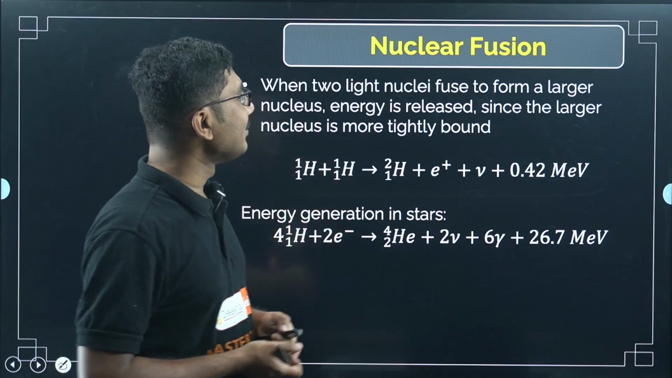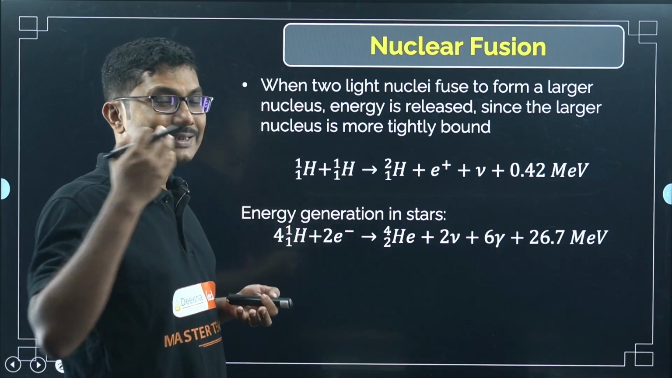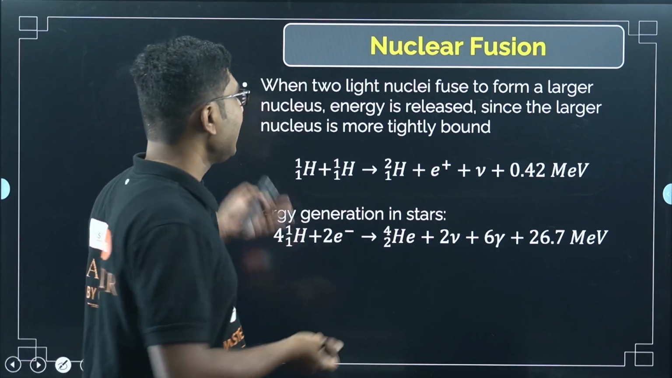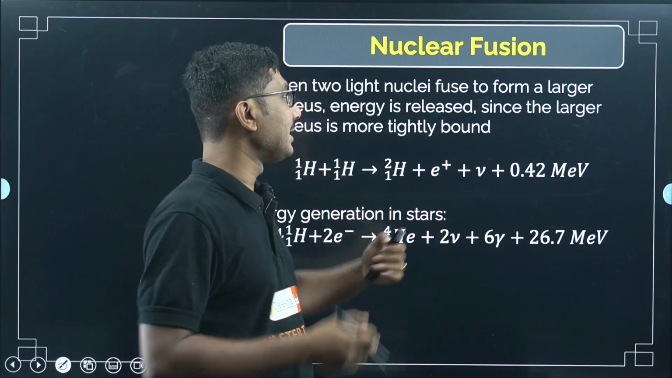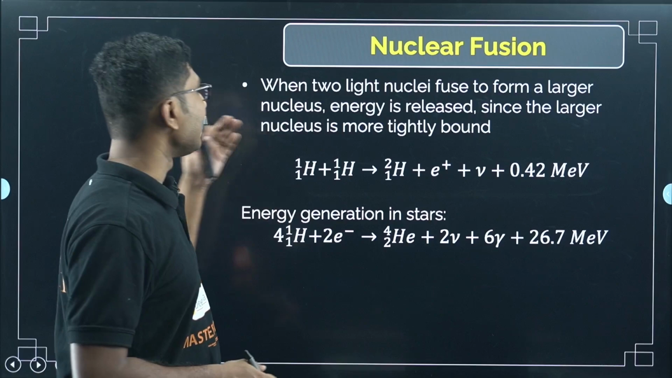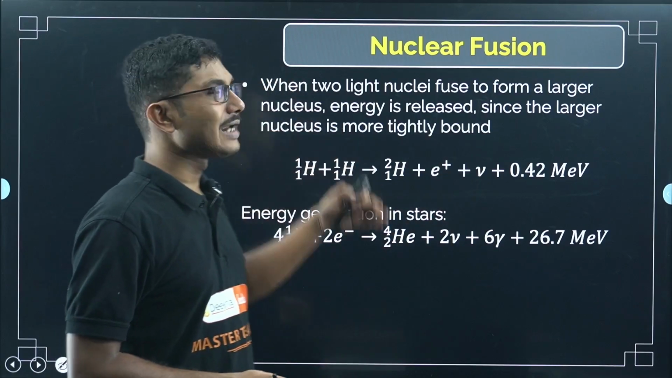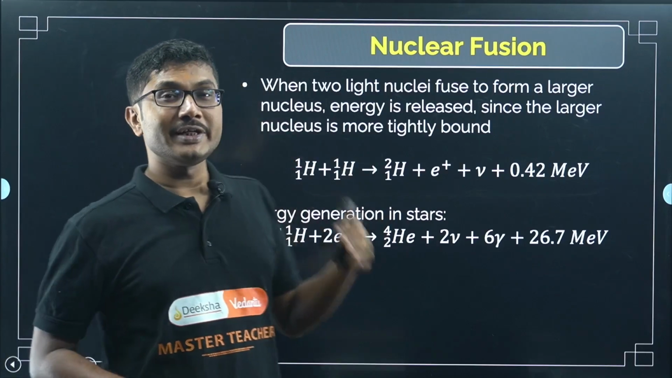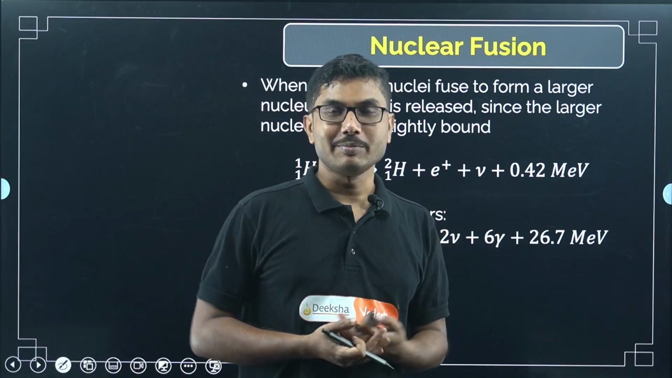When two light nuclei, light meaning fewer nucleons inside the nucleus, fuse, they combine to form a larger nucleus, and energy is released since the larger nucleus is more tightly bound. This is a very convenient way of producing materials which have very little radioactivity.